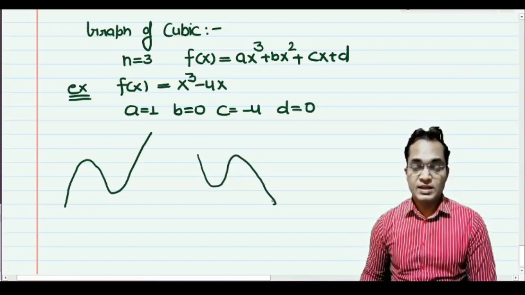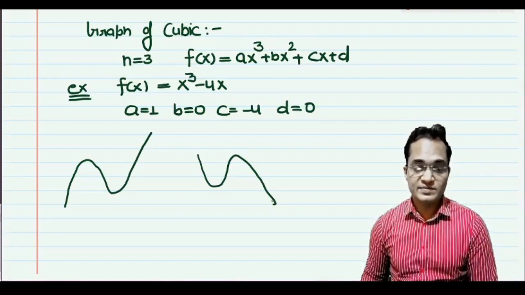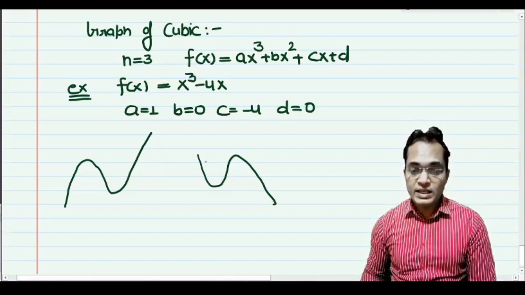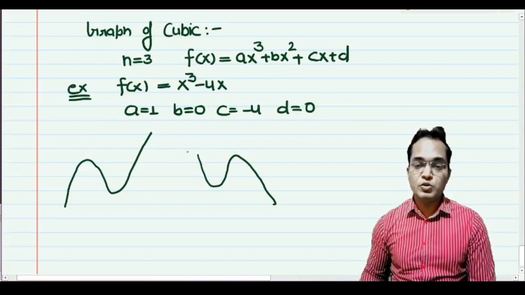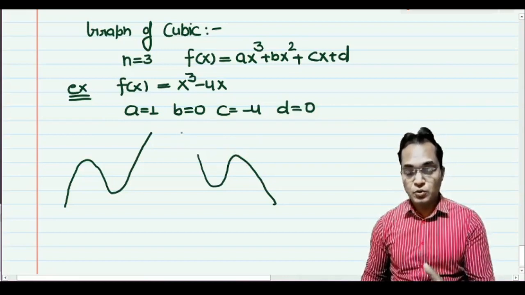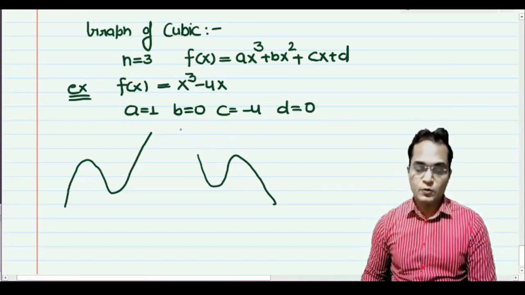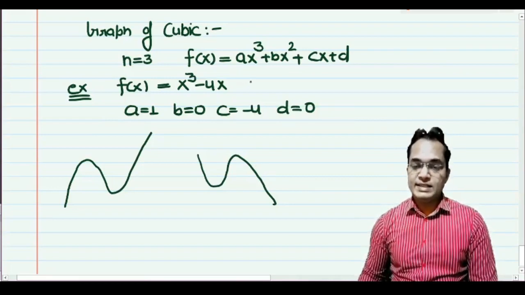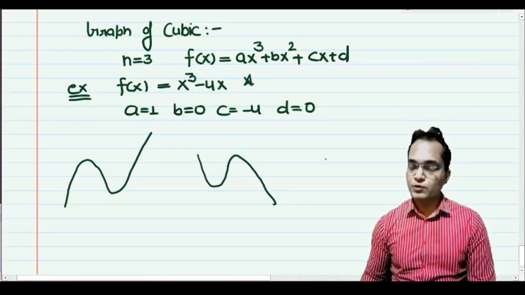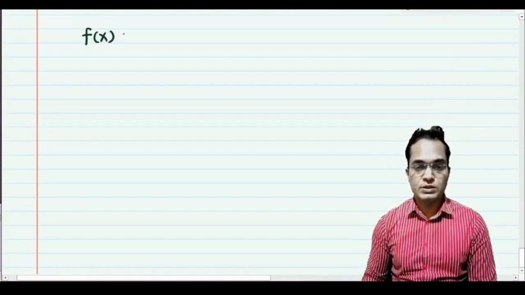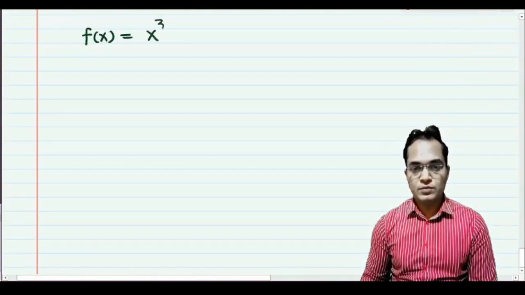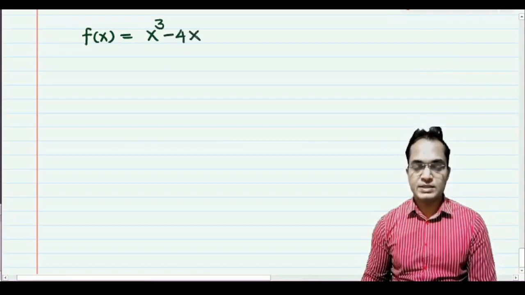Yes, there is no specific name, just like the quadratic has one. How can I draw this type and this type? And what is the basic understanding to understand these two figures? Okay. Now take this example, x cube minus 4x. Got it? Now we want to draw this graph. f(x) equals x cube minus 4x.